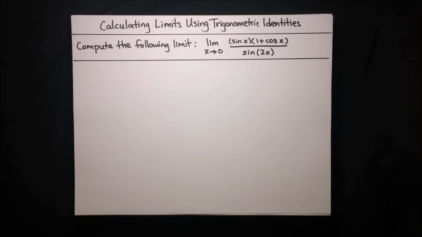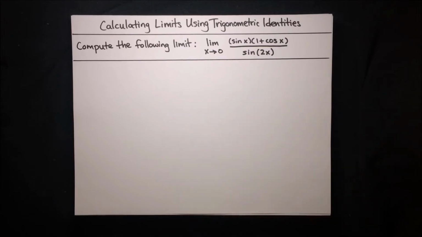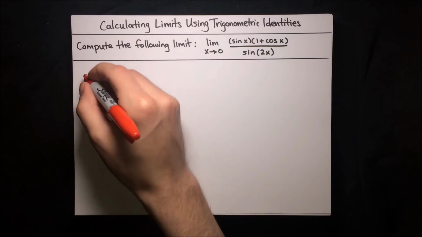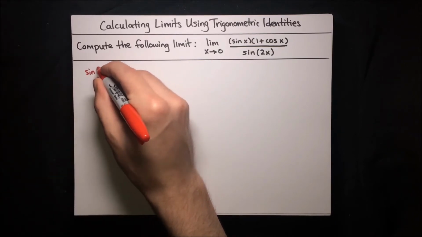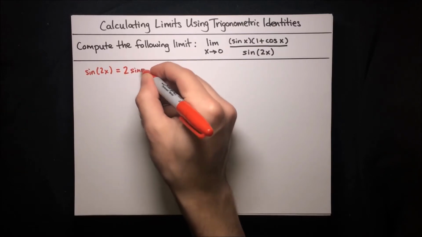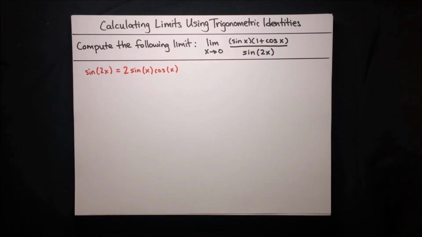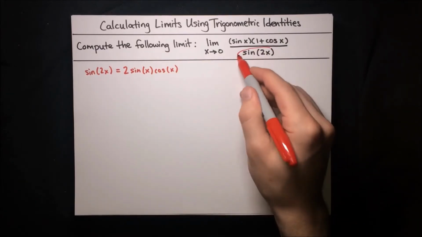And whenever we have a bunch of trigonometric terms inside of a limit, it's a good indication that we might be able to simplify this limit using some trig identities. So just looking at the terms of this limit, sine x, 1 plus cos x, and sine of 2x, are there any terms that we know a trig identity for? Well, we know that sine of 2x can be written as just 2 times sine of x times cosine of x. So why don't we go ahead and sub that in for the denominator of the limit there.